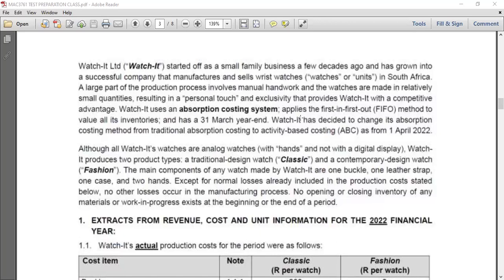Right. Although all watches are analog watches with the hands and not with a digital display, Watch It produces two product types: a traditional design watch, classic, and a contemporary design watch, fashion. The main components of any watch made by Watch It are one buckle, one leather strap, one case, and two hands. Except for normal losses already included in the production cost stated below, no other losses occur in the manufacturing process. No opening or closing inventory of any materials or work in progress exists at the beginning or end of the period.